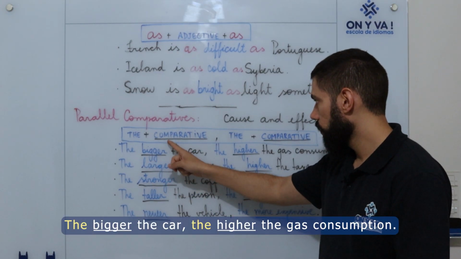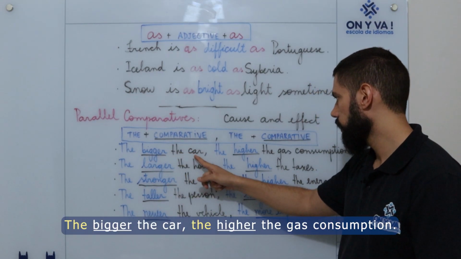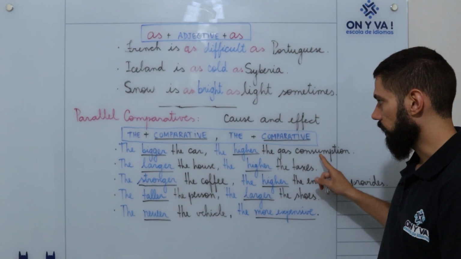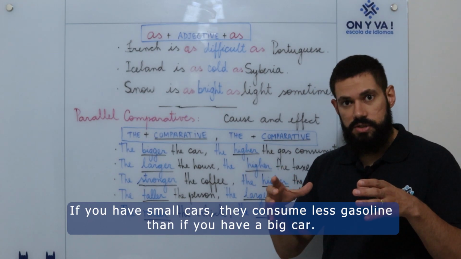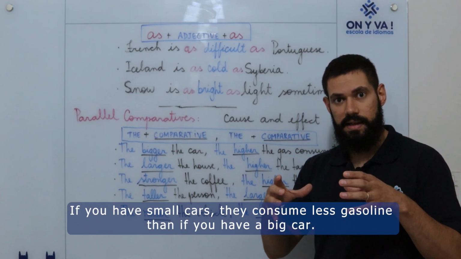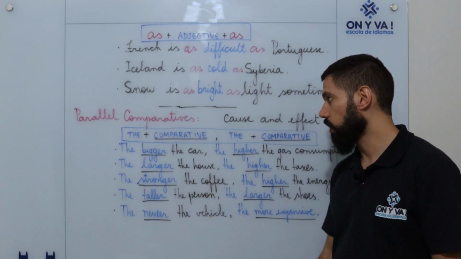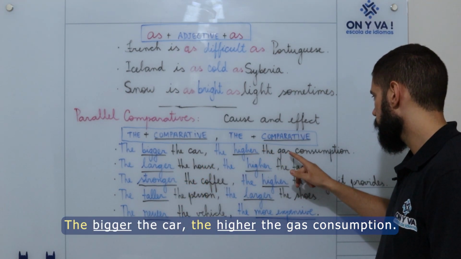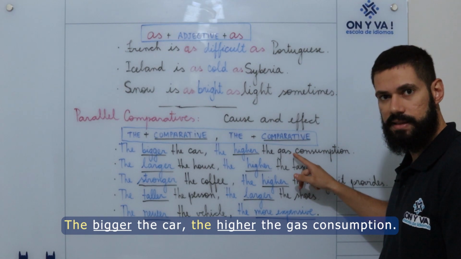The bigger the car, the higher the gas consumption. And think, if you have small cars, they consume less gasoline than if you have a big car. So the bigger the car, the higher the gas consumption, the more gasoline it consumes.